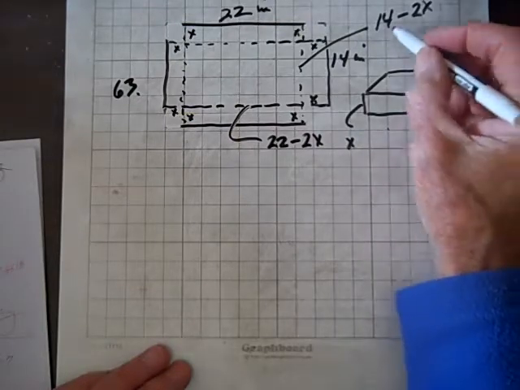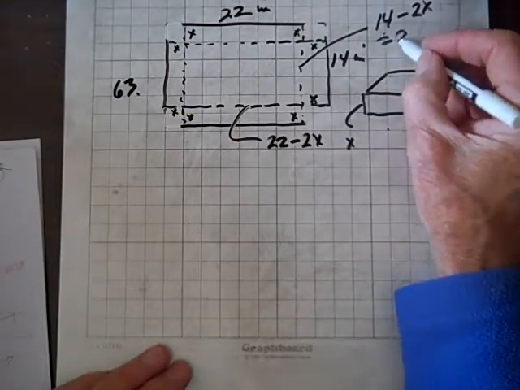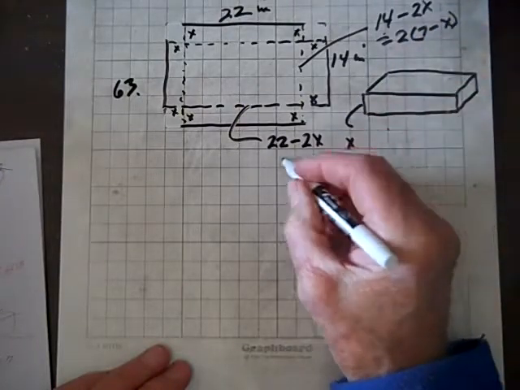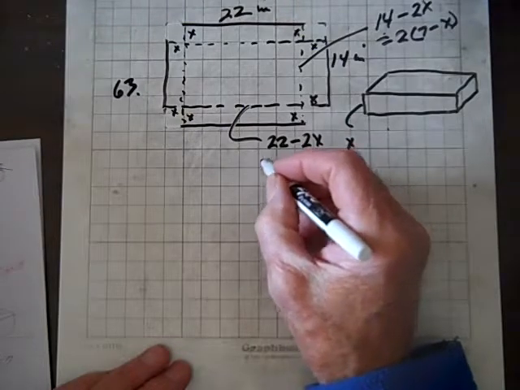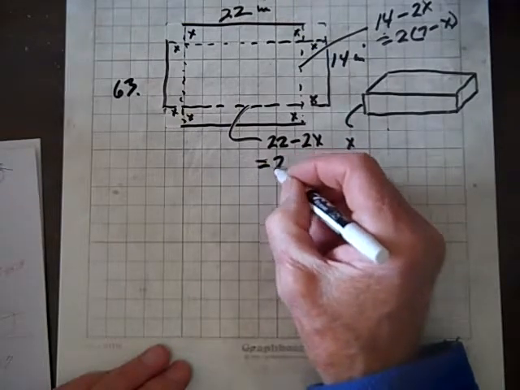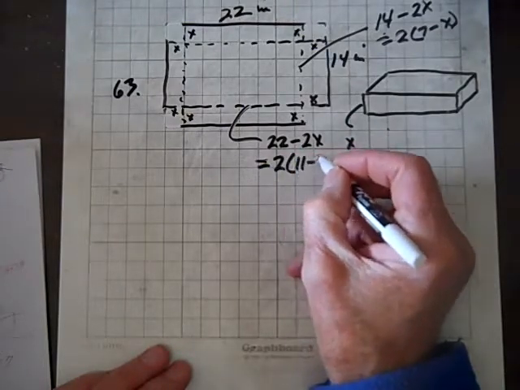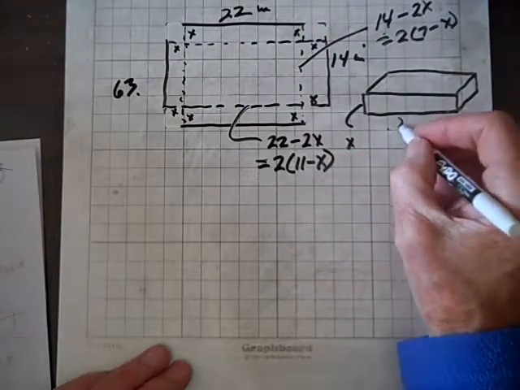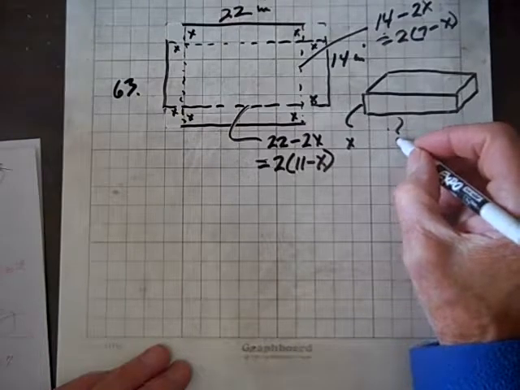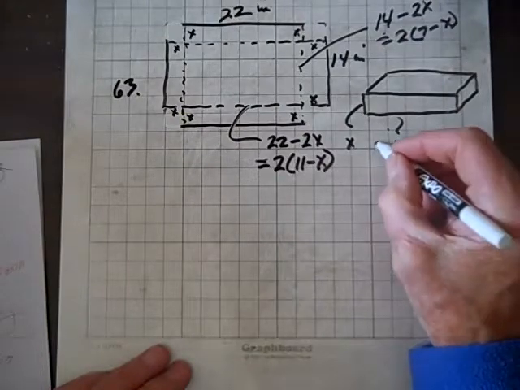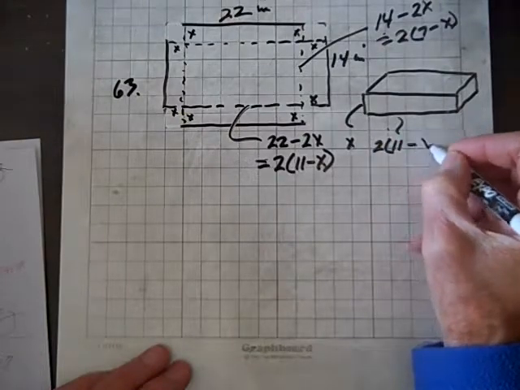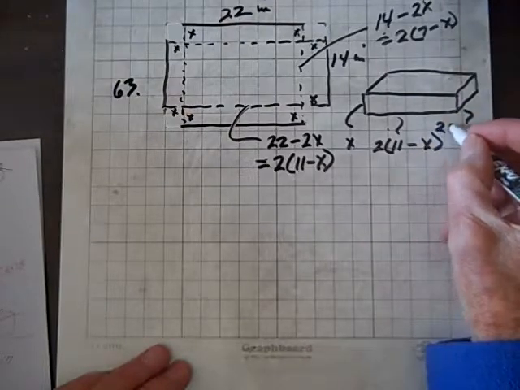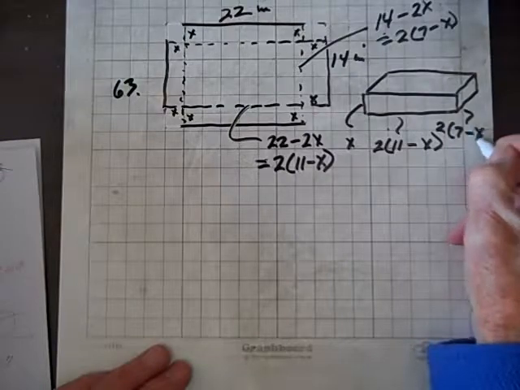And I'm going to factor a 2 out of here, and I get 2 times 7 minus x. And factoring a 2 out of these terms, I get 2 times 11 minus x. So, this distance is 2 times 11 minus x. And this distance is 2 times 7 minus x.